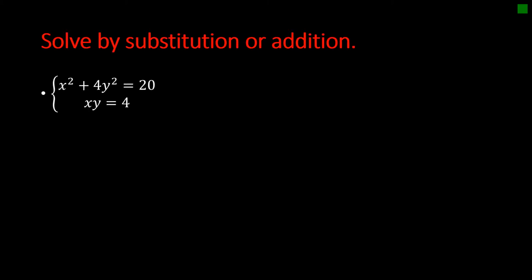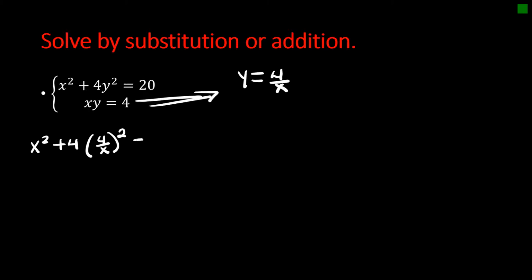And let's look at one last one. We have x squared plus 4y squared equals 20, and x times y is 4. So we have no choice here but to use substitution. So I'm going to look at this second equation, and I'm going to say y is 4 over x. And I'm going to put into my first equation x squared plus 4. I put my 4 over x in as the place of y, and I'm going to square it, equals 20.